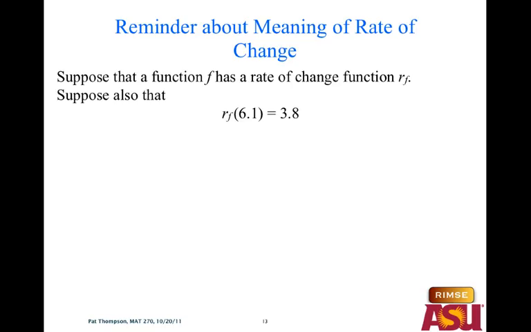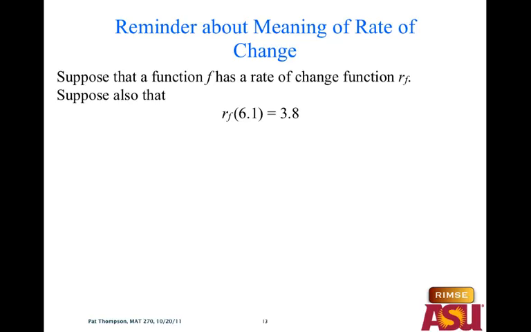So let's work through this. Suppose that a function f has a rate of change with a function r sub f, and suppose we have this fact here. At the moment 6.1, the rate of change is 3.8. What does that number 3.8 mean? We've been asking it all semester.